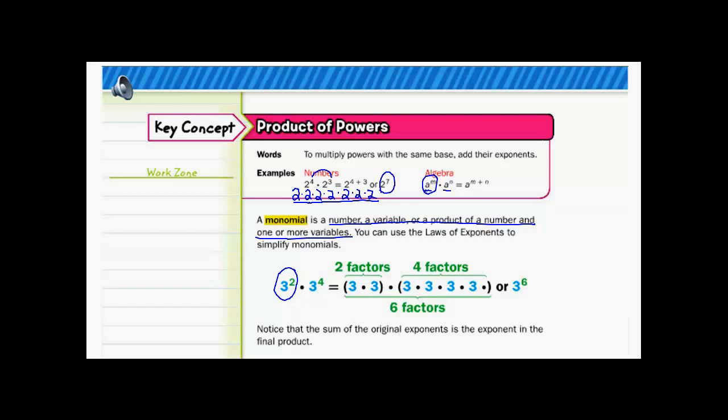That would be a monomial. All right, so if you talk about 3 squared times 3 to the 4th, 3 squared means you have 2 of them. 3 to the 4th means you have 4 of them. So how many do you have altogether? 6. Oops, sorry about that. 3 to the 6th power.